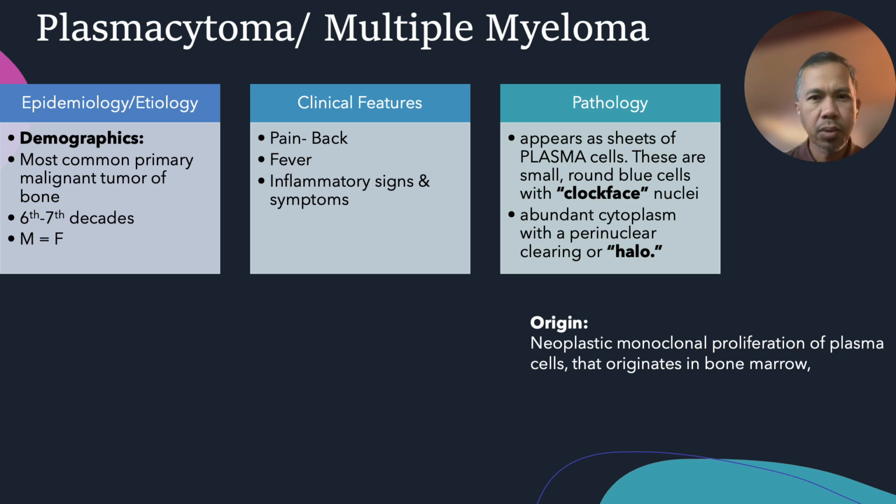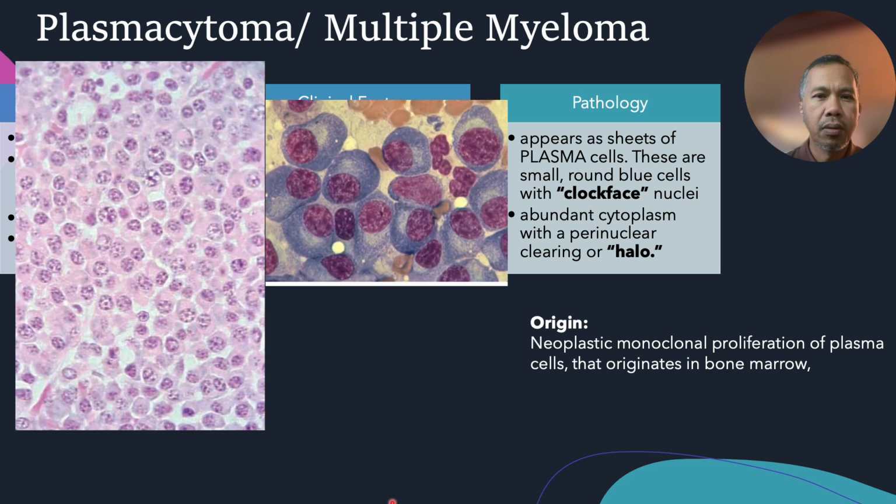Now we have plasmacytoma or multiple myeloma. It is the most common primary malignant tumor in the 6th, 7th decade of life, equally affecting both sexes. If you have only one lesion, then it is plasmacytoma. You will have clock-face nuclei, characteristic of plasma cells.